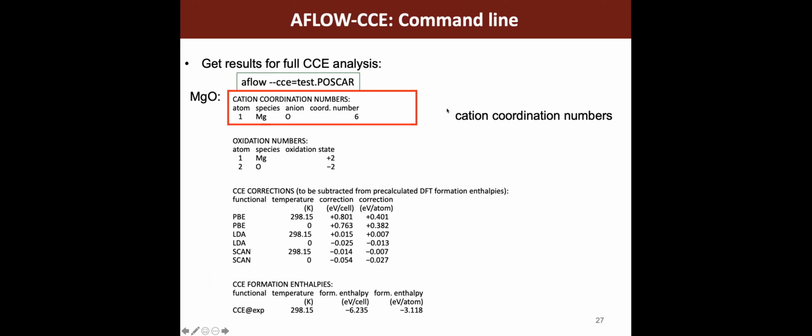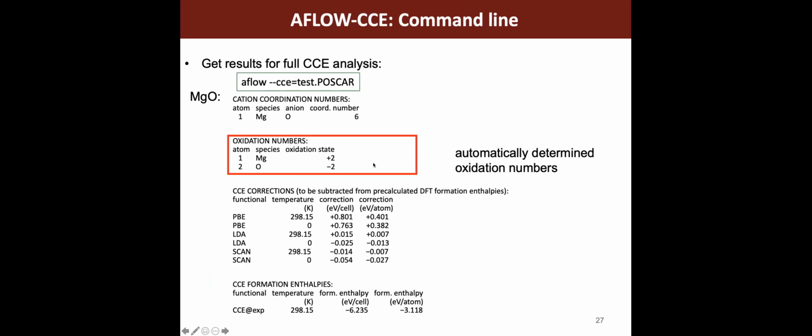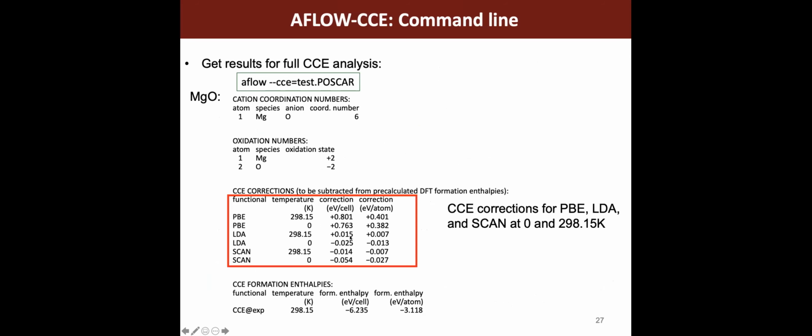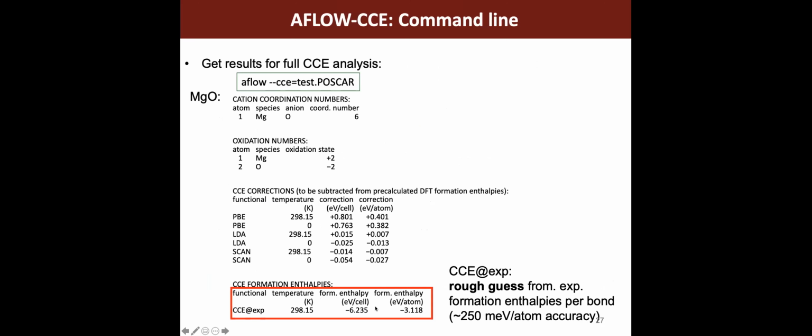You can type AFLOW --CCE=the path to your structure file. And when you do this, you get the full CCE analysis, meaning, as I have highlighted here, you get the cation coordination numbers, you get the automatically determined oxidation numbers, and you get the CCE corrections, as well as this rough guess for the formation enthalpy. And I did this here, not for the perovskite example, but for the magnesium oxide, because for perovskite it would be too much of an output to fit on the slide. But with this, you can get all the analysis in one stroke, essentially.